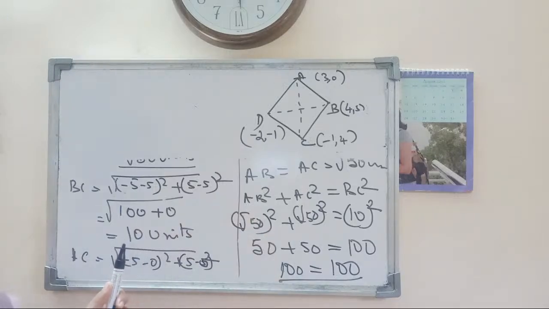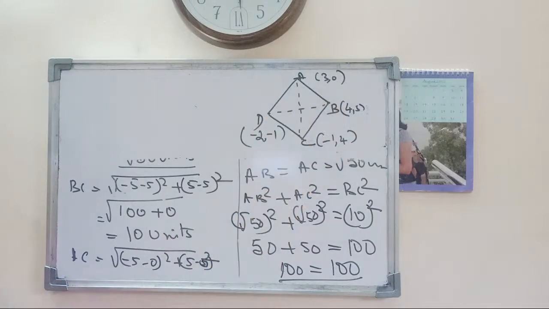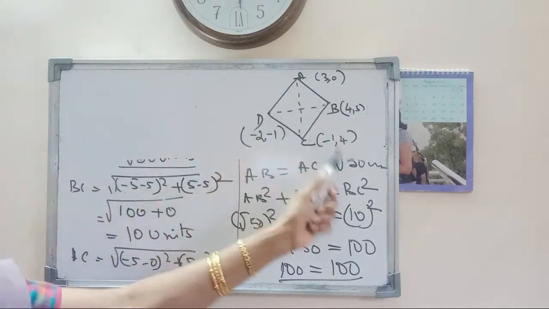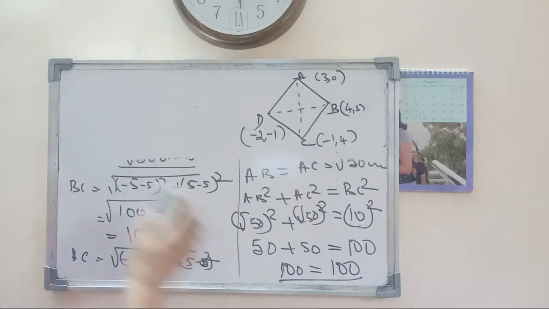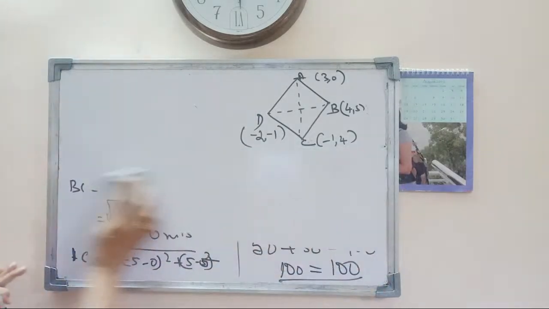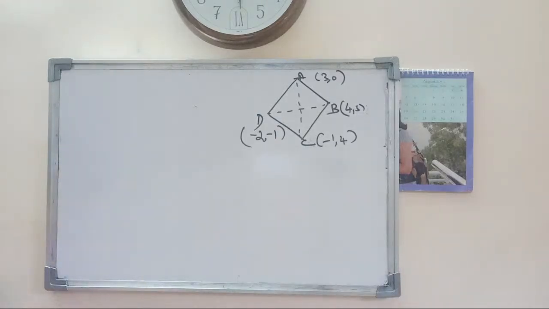We can show using the distance formula only that they are not equal. If they are equal, then it is a square. If they are not equal, with all four sides equal, it is a rhombus. So we have to calculate the measure of all four sides and also the diagonals.